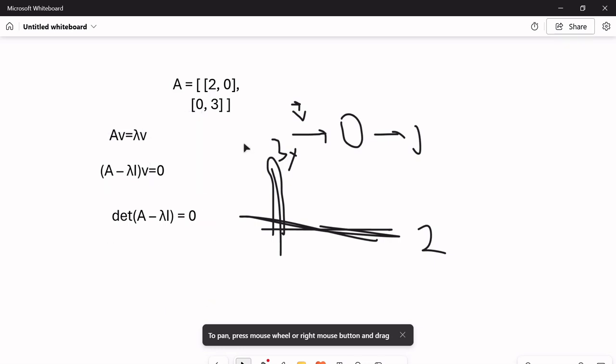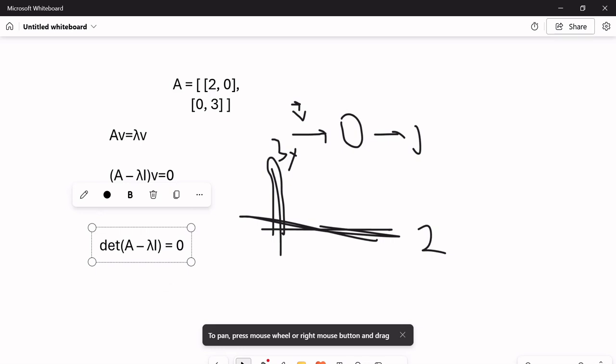For a non-zero vector V to exist, this equation only works if the determinant of this is zero, and this is called the characteristic equation. Now if we solve this, we basically get the eigenvalues. Once we know lambda, we can plug it back in to find the matching eigenvectors.